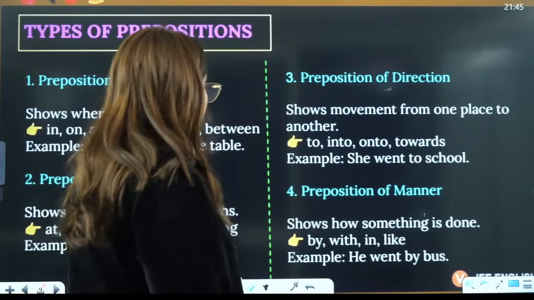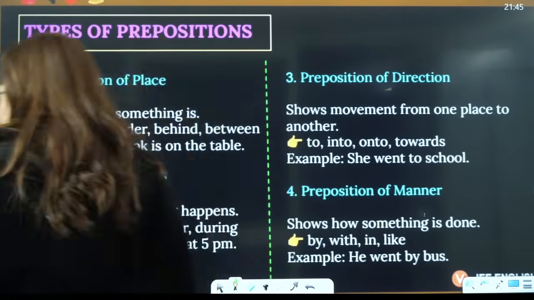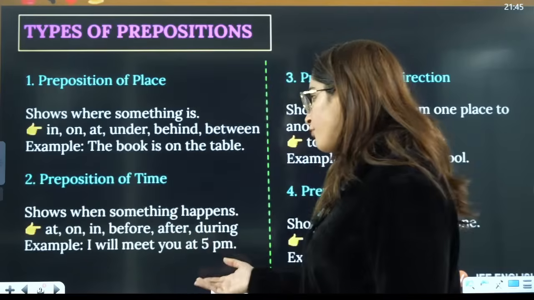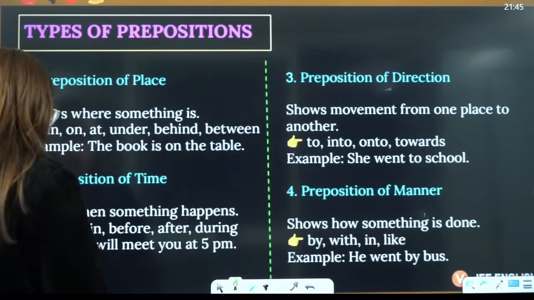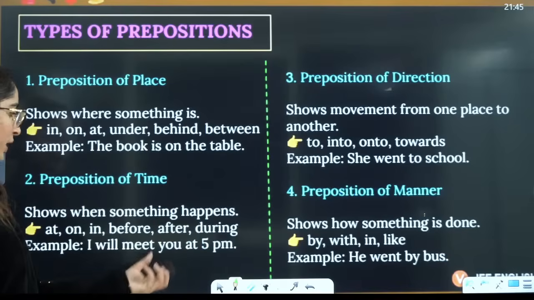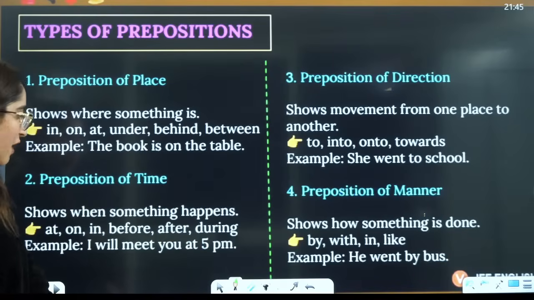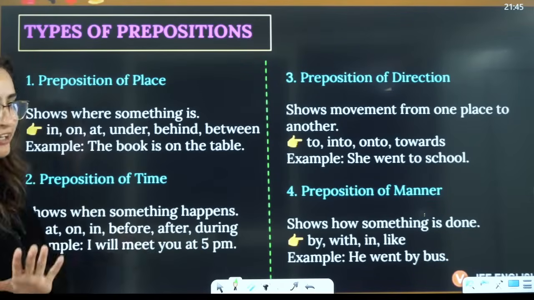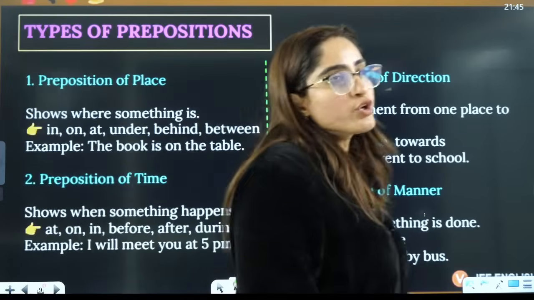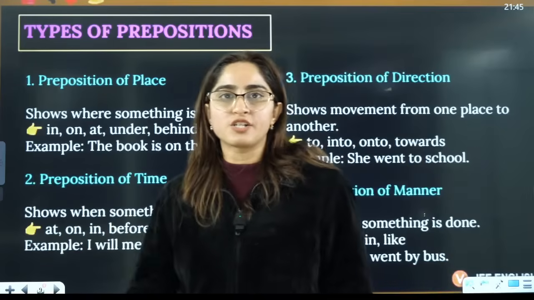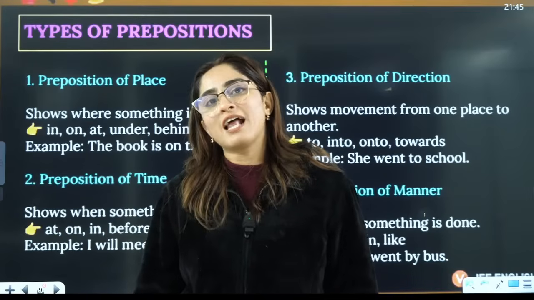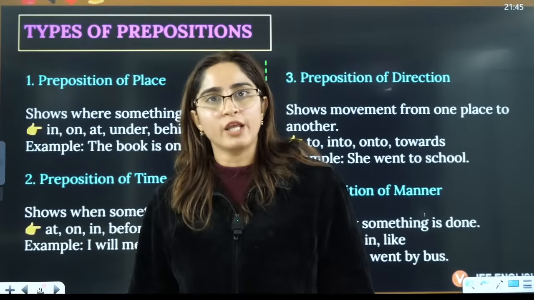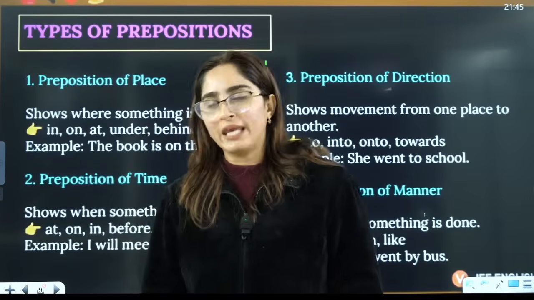Then you have, yeah, these are the major prepositions that you have. Prepositions of time, for example, at, on, in, before, after, during, right? So if I say I'll meet you at 5 p.m., at is also used, I'll meet you at the railway station, it is also used. I'll meet you at 5 p.m. When you're saying at a fixed time, I'll meet you at 5 p.m., right?